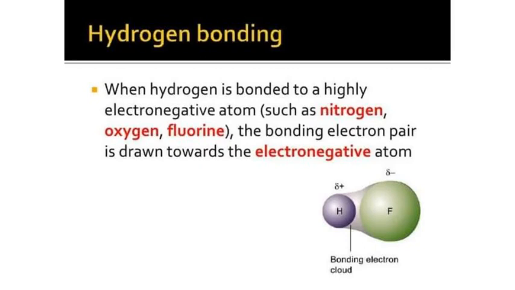When hydrogen is bonded to a highly electronegative atom, such as nitrogen, oxygen, or fluorine, the bonding electron pair is drawn towards the electronegative atom. Like in the case of hydrogen fluoride, due to high electronegativity, a partial negative charge is developed on fluorine and a partial positive charge is created on hydrogen.